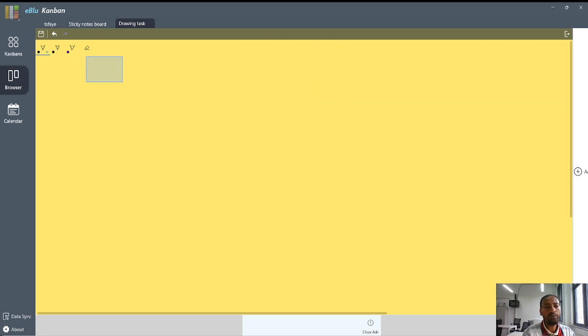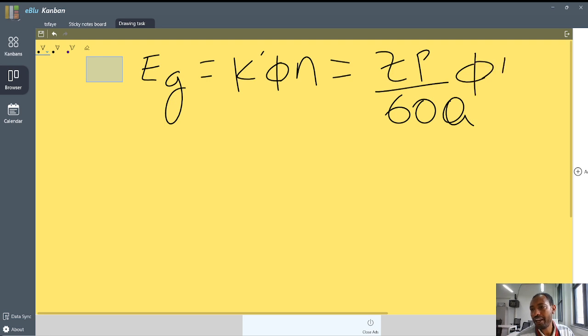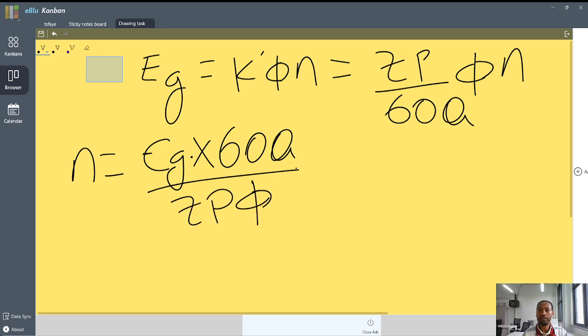So now, how can we get the speed? From the equation again, EG, in RPM we are asked, so find N. EG = ZPφN/(60A). Therefore, the speed N is going to be EG times 60A divided by ZPφ. That is N.